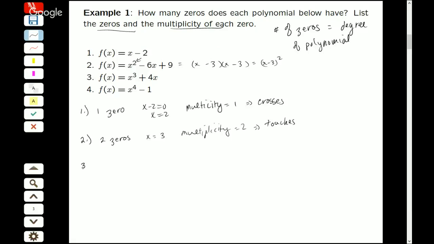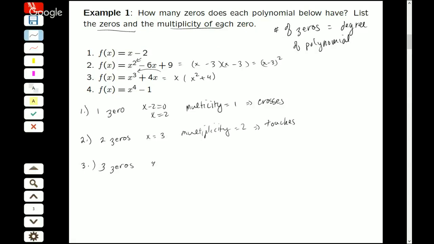Let's look at number 3. How many zeros does it look like it has? 3. And let's factor it right here. What do we have in common? x cubed and 4x. So that gives us x times x squared plus 4.